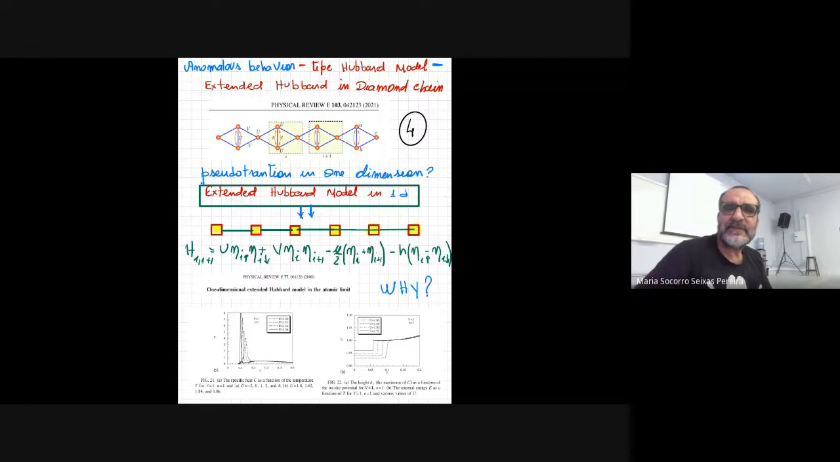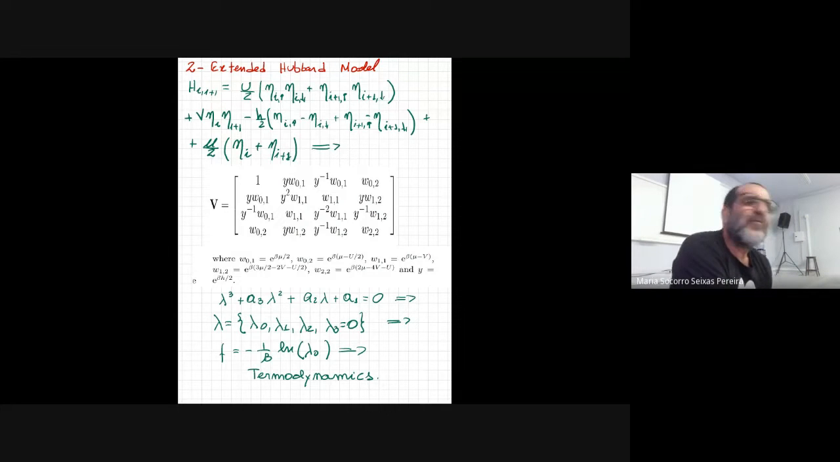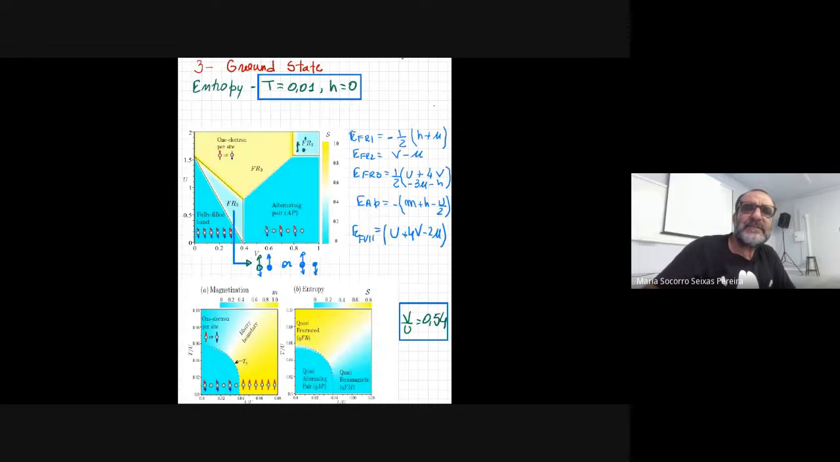With it, we put our hands on the model, obtained the transfer matrix, the eigenvalues, the normal algorithm to obtain the thermodynamics. And the first step is to plot the entropy or plot the ground state.